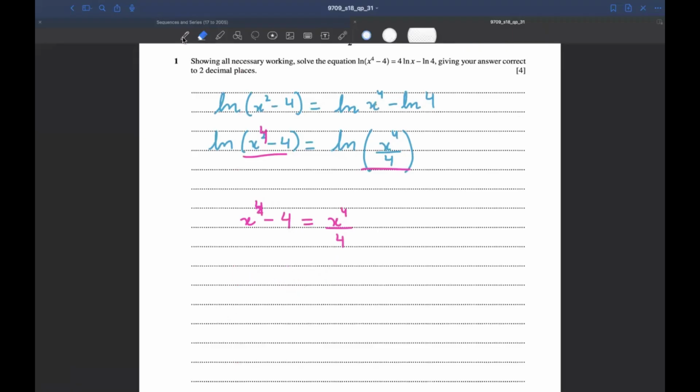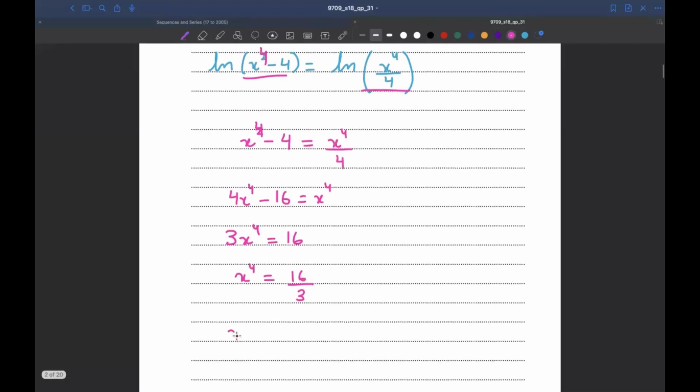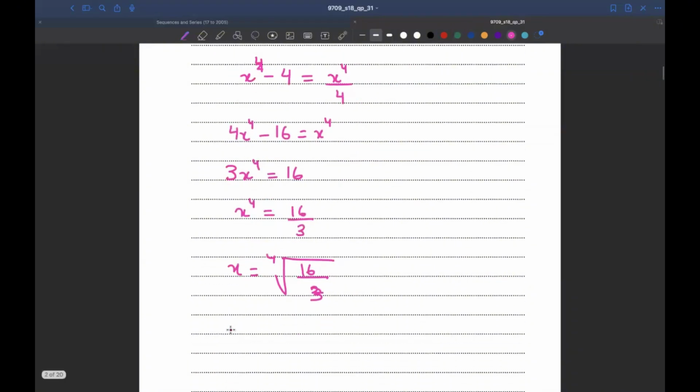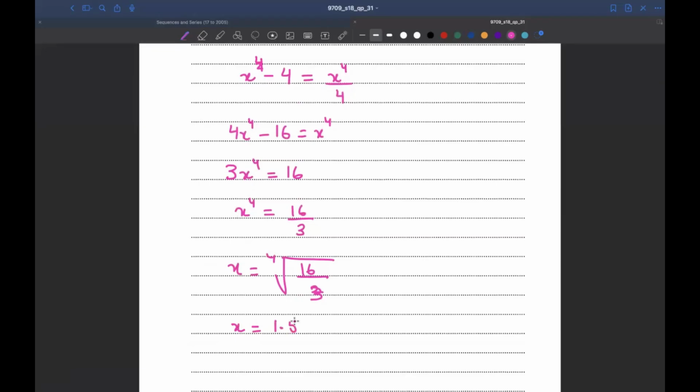Let me correct this. This will become 4x power 4 minus 16 is equal to x power 4. So this will be 3x power 4 is equal to 16, right? So x power 4 will be equal to 16 upon 3. So x will be equal to the fourth root of 16 upon 3. Can someone please calculate this on their calculator and tell me what the answer is? It is 1.52. We have to give it to two decimal places, so x is equal to 1.52.